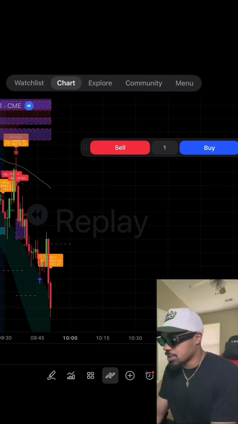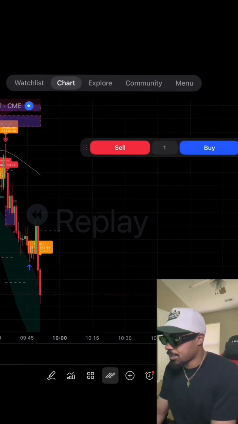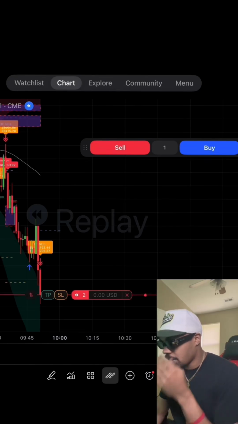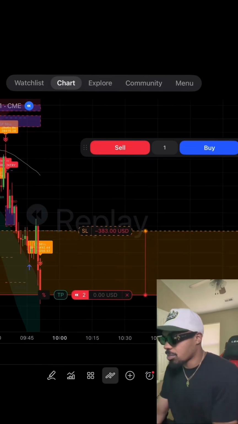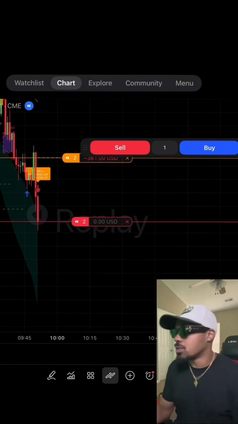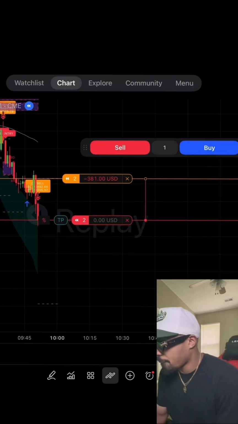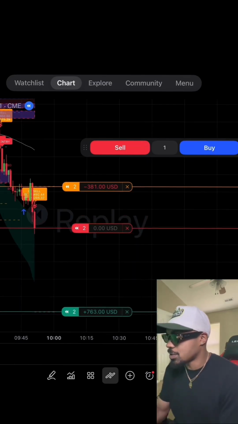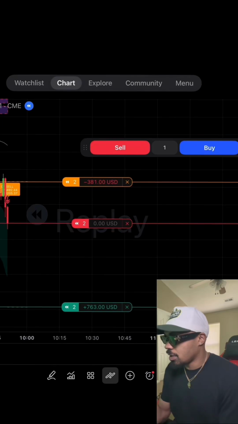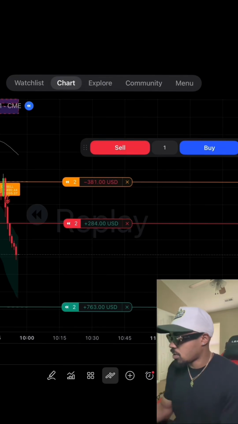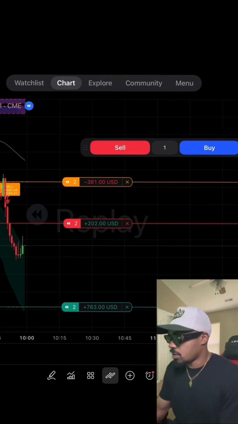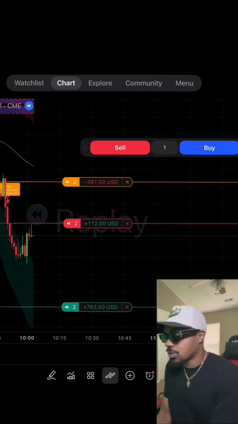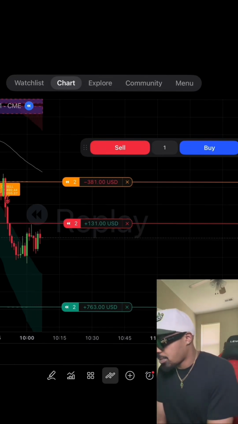Still in the New York session. Price breaks lower off of that bearish order block again, and we get another signal. So cool, we're gonna go ahead and enter. Putting 2 micros in. Risking 381. And put my TP down here. And the roll is gonna be 783. So cool, let's roll. Price breaks lower.